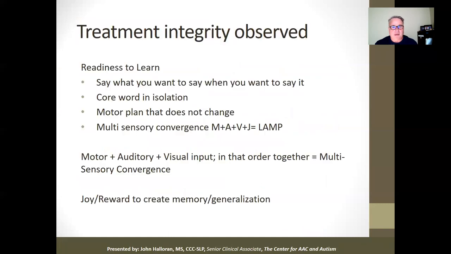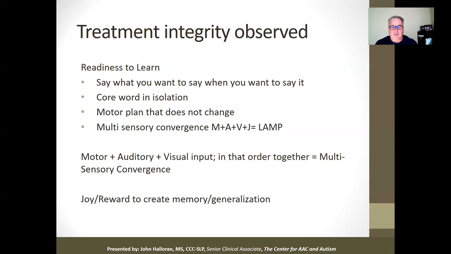The treatment integrity, again, is to be able to say what you want when you want to say it. We also want to teach core words in isolation, but I want you to promise me that you'll love core language, but you'll not be against fringe vocabulary. I say this not to be snarky, but don't be a cuckoo for core and don't be a fanatic for fringe. Be a bull for both. And I know that's me trying to find a way to make you remember that. But core is a great thing and you need it.